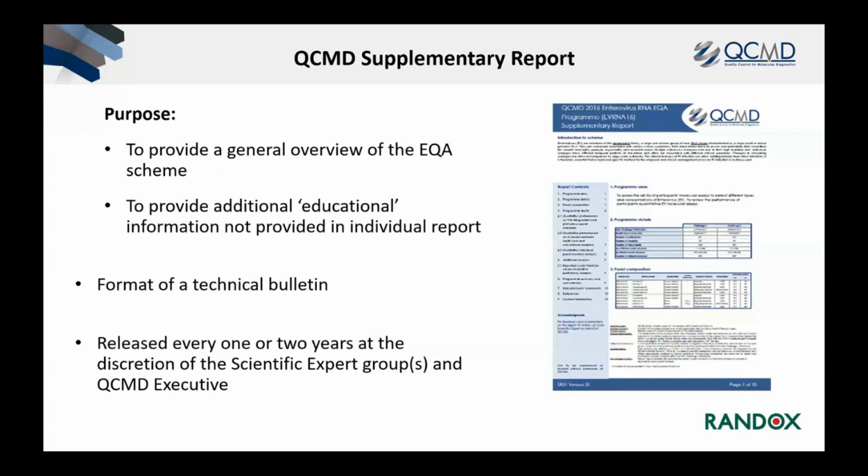The supplementary report is slightly different. The purpose of the supplementary report is to provide a general overview of the EQA scheme. It is to provide additional educational information which is not provided in the individual report. It comes in the form of a technical bulletin or a scientific report, and it's compiled by the QCMD groups of scientific experts for each of the schemes. They're released every 1 to 2 years at the discretion of the scientific groups and also the QCMD executive.